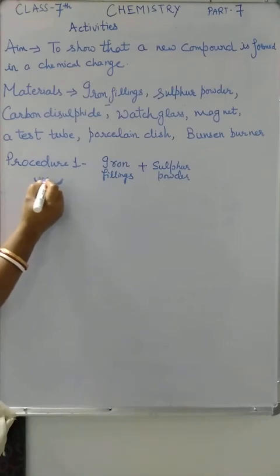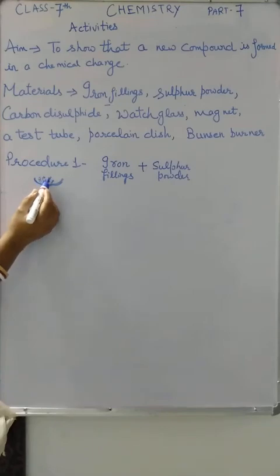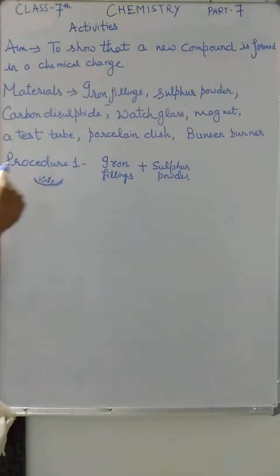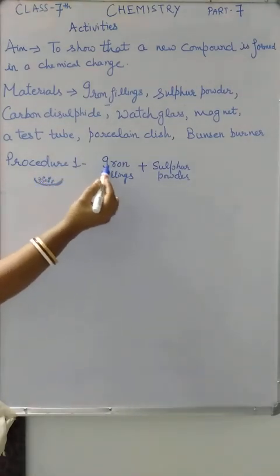Suppose these are the iron filings and these are the sulfur powder, so you have to mix both the substances well. Then what you have to do? You have to bring a magnet near the mixture. So what will you observe? We will observe that the iron filings are attracted to the magnet, but the sulfur powder is not, because we know the property of the magnet: iron filings are always attracted towards the magnet.